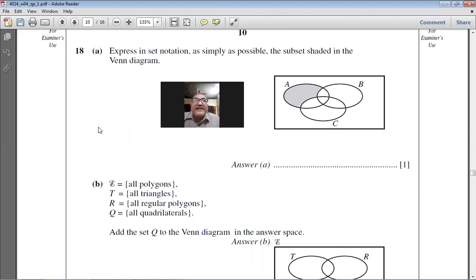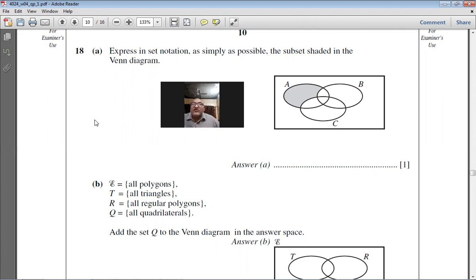Question number 18, he says, express in set notation as simply as possible the subset shaded in the Venn diagram. So you can see this part here. It's shaded, it's a little tricky. This is basically, you remain outside the B, you remain outside the C. So you can say that you remain outside both B and C. So it's like B union C whole complement intersection A.